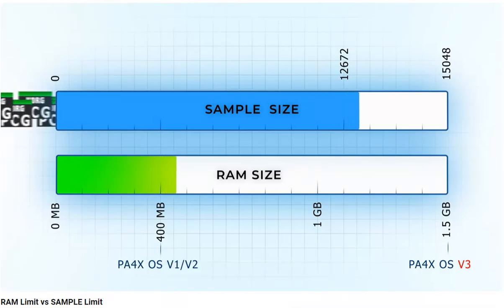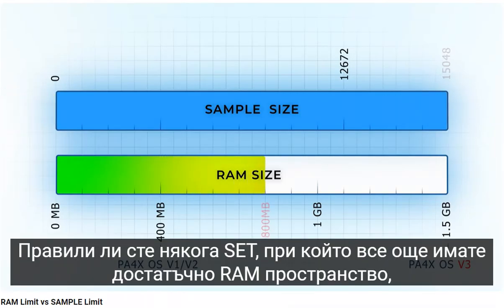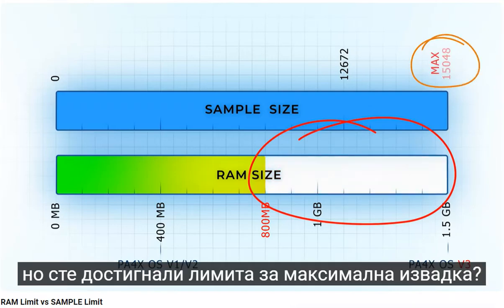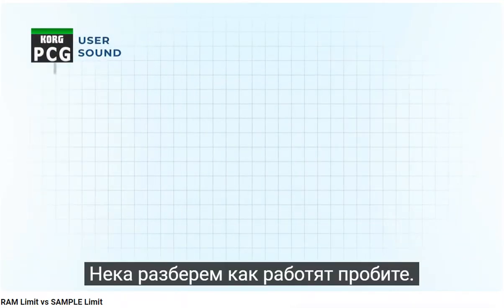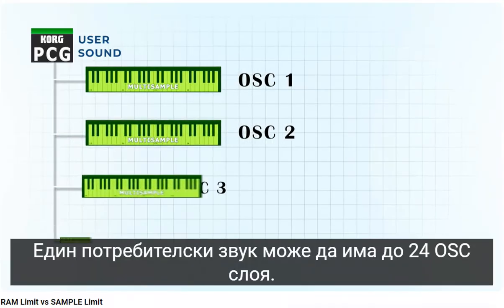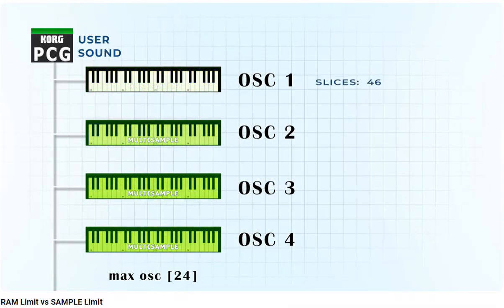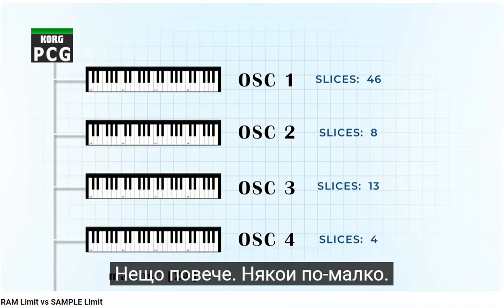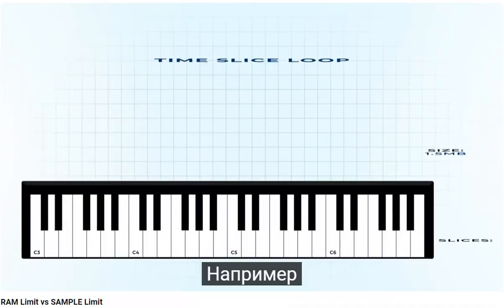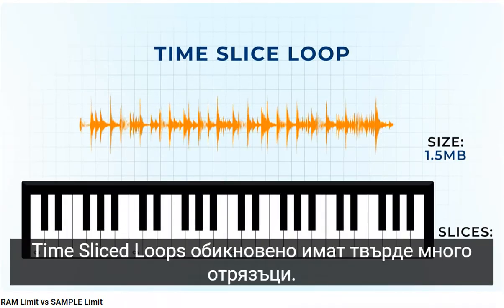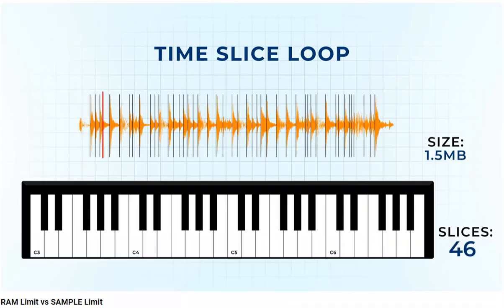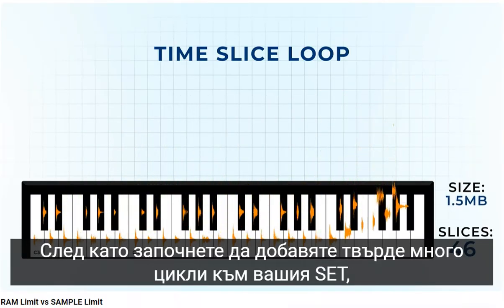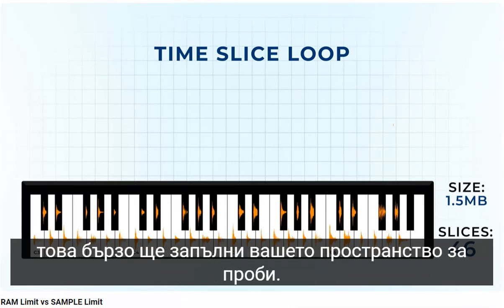Let's break it down. Have you ever made a set where you still have plenty of RAM space, but you have reached the maximal sample limit? Let's understand how samples work. A user sound can have up to 24 layers, and each multi-sample can be made up of many individual samples, some more, some less. For example, time-sliced loops generally end up having way too many slices. Once you start adding too many loops to your set, this would end up quickly filling up your sample space.